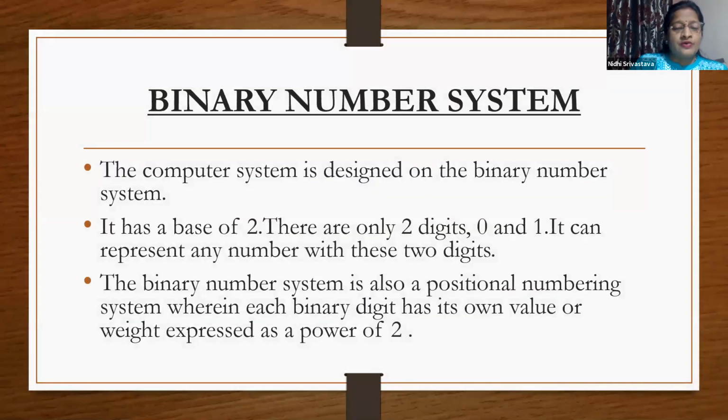Next, number 2, binary number system. The computer system is designed on the binary number system. It has a base of 2. There are only 2 digits, 0 and 1. It can represent any number with these 2 digits. The binary number system is also a positional numbering system wherein each binary digit has its own value or weight expressed as a power of 2.